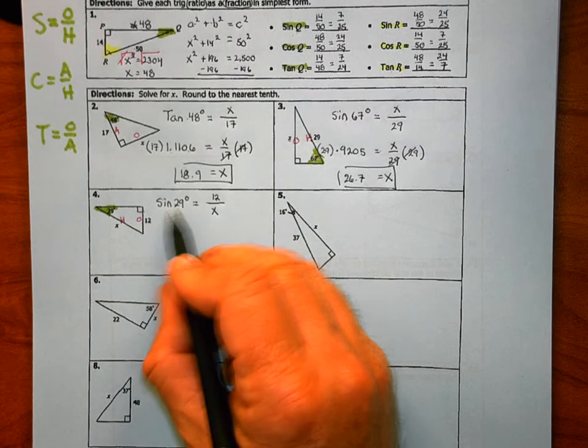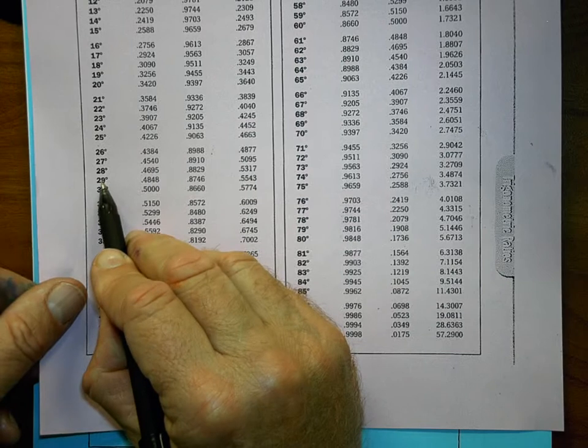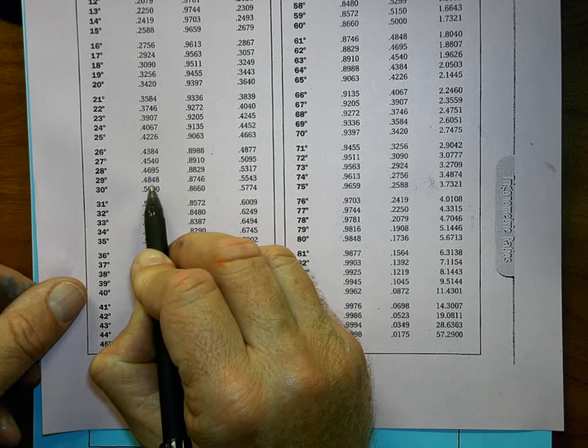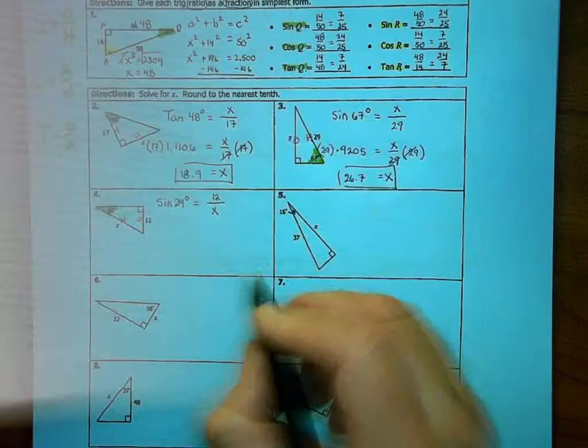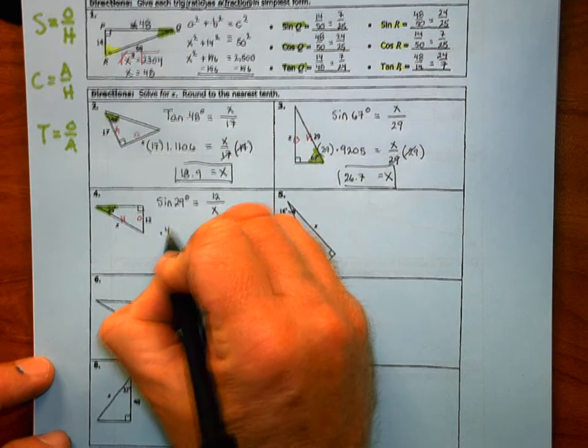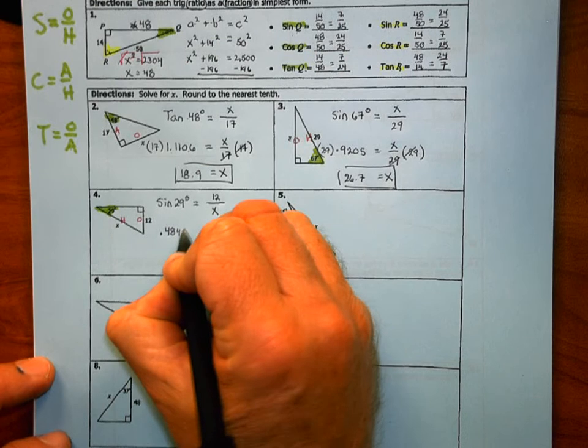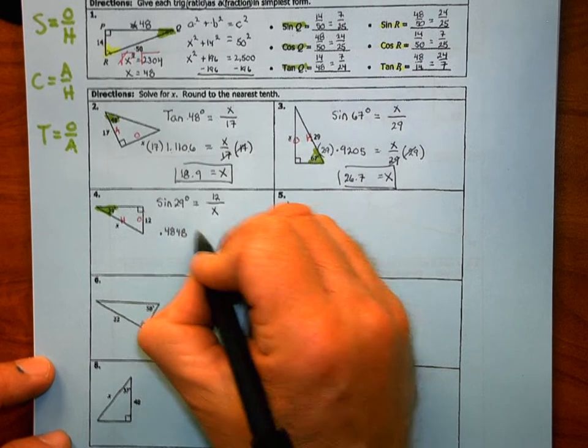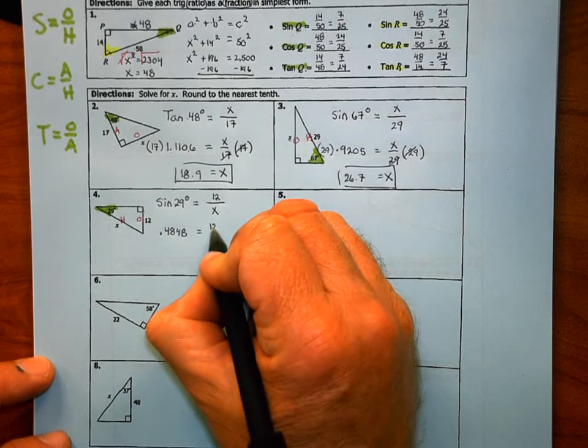Now we're going to go to our table, and we're going to go to 29 degrees, which is right there. We're going to go to the sine column, which is the first column. It's 0.4848. So the decimal equivalent for a 29-degree angle of sine is 0.4848. And I'm getting these decimals from the table. That is equal to 12 over x.